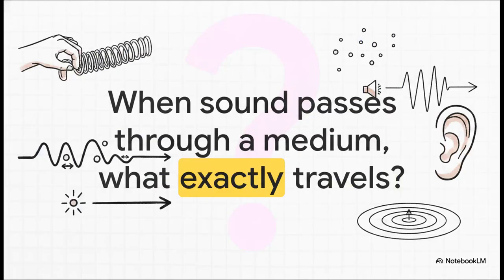All right, as we wrap up this explainer on Chapter 15, I want to leave you with one big, fundamental question. When you hear a sound, is it the actual air particles traveling all the way to your ear, or is it something else? Think back to our slinky. The particles themselves are just vibrating back and forth in place. It's the wave, the energy disturbance itself, that's actually traveling across the room.